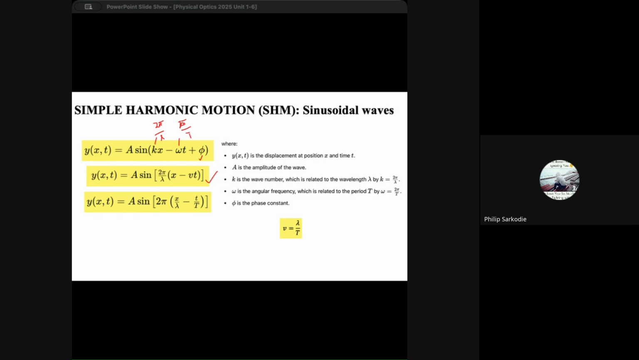Hello, sir. Yes, Sir Philip. So when they get a third equation, then you substitute the value of the period, that T equal to lambda over V. You get the second equation. Oh, okay. Yes, that's true. So when we get the third equation, they will come and substitute this in here. We make T the subject, the period the subject, and come and substitute. Then we get the second equation. And that's very true.